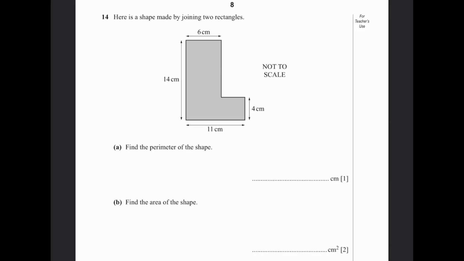Question 14. Here's a shape made by drawing 2 rectangles. A. Find the perimeter of the shape. So first, let's find the missing sides. This side is 14 minus 4, which is 10 centimeters. And this side is 11 minus 6, 5 centimeters. Now we found all the missing sides, we'll add them up. 10 plus 5 plus 4 plus 11 plus 14 plus 6. The answer we get at the end is actually 50 centimeters.